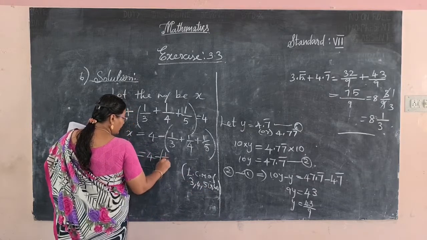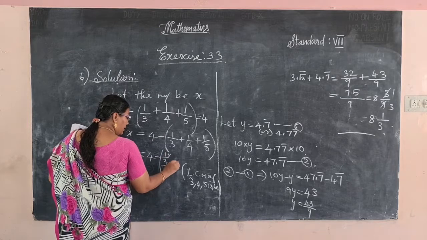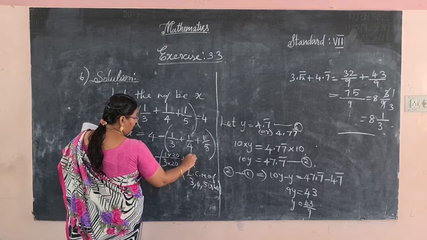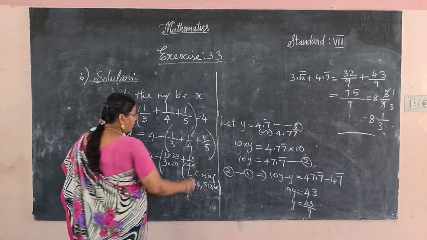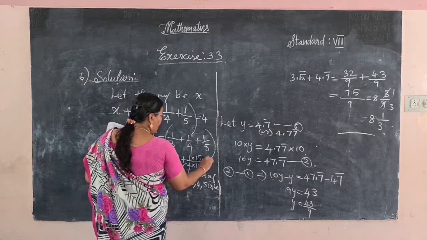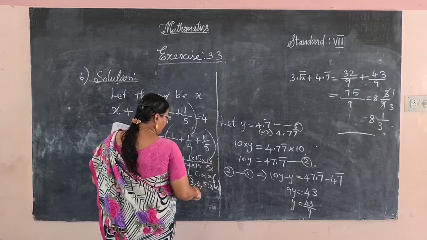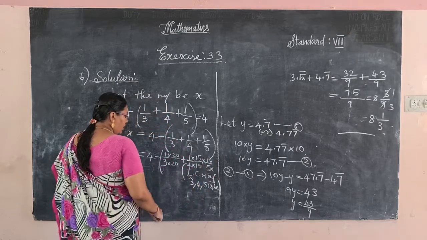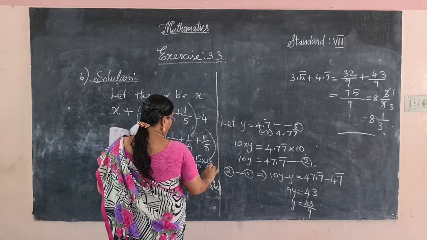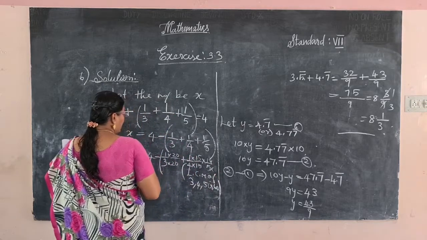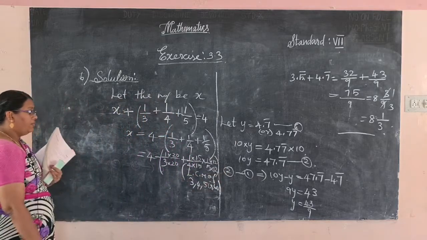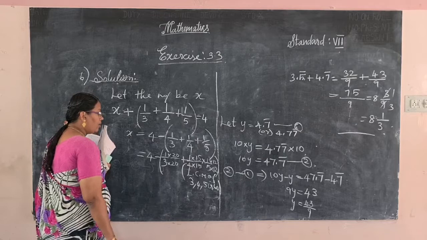Okay, so 1 by 3, numerator and denominator multiplied by 20, plus 1 by 4. Which number multiplied by the denominator gives 60? 15. 15 fours are 60. That number also multiplies the numerator. And then 1 by 5, multiplied by which number to get 60? 12 times. 12 fives are 60. The numerator is also multiplied by 12.